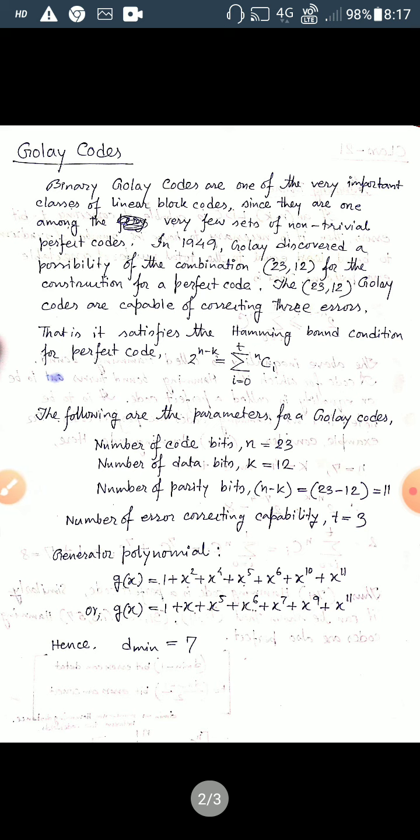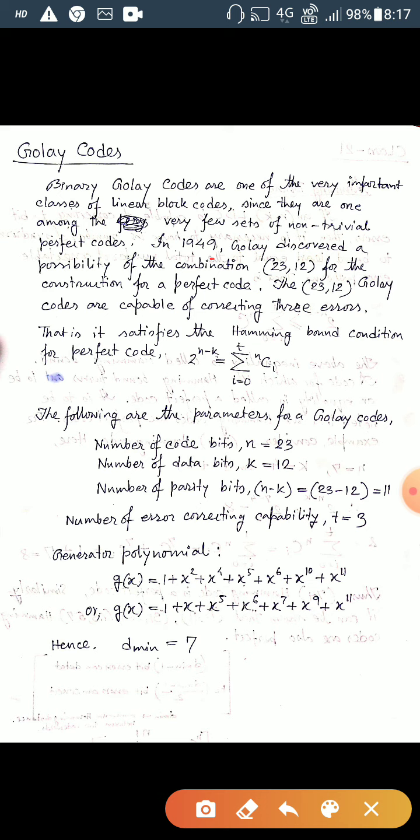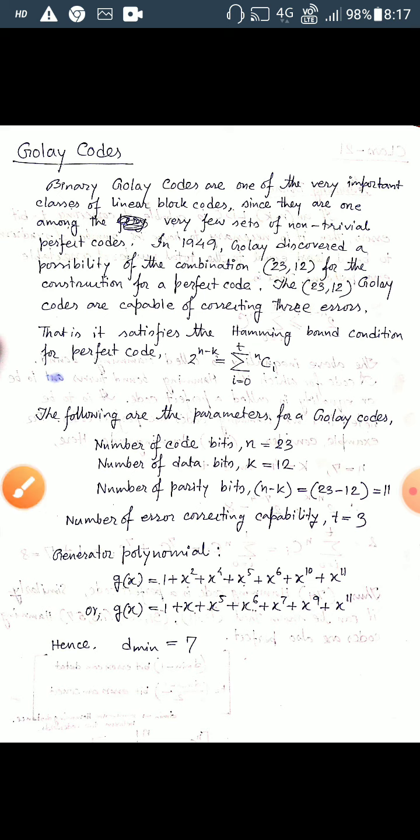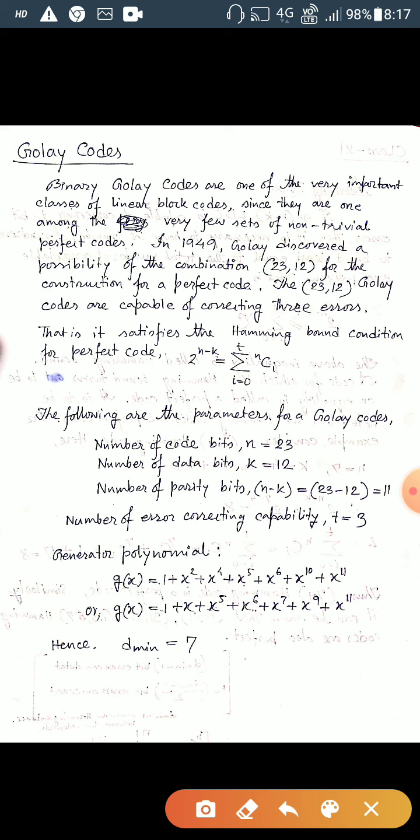Now we are talking about the Golay code. In 1949, Golay discovered the possibility of the combination (23,12). That is, the message bit is 12 and the code word length is 23. This kind of combination constructs a perfect code. That particular code is defined as a Golay code.